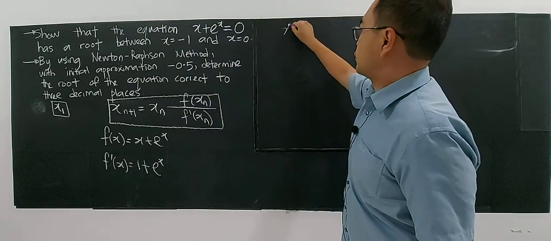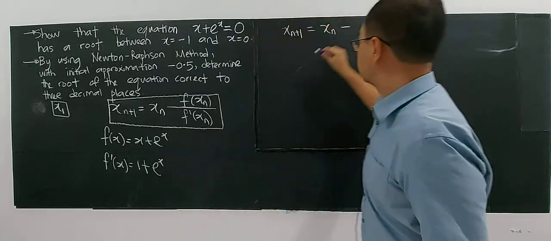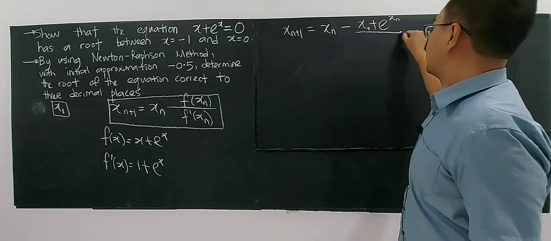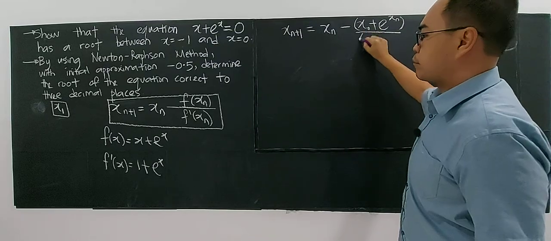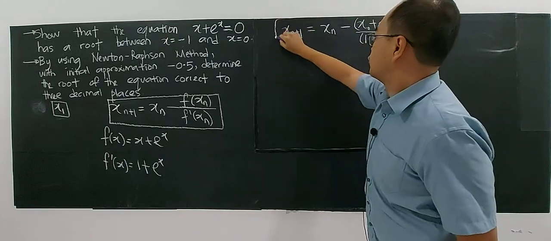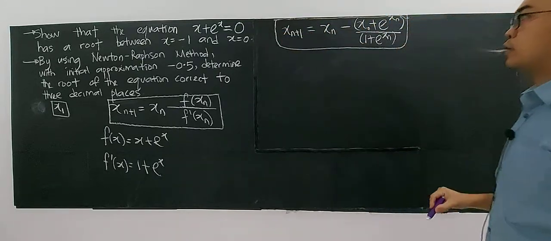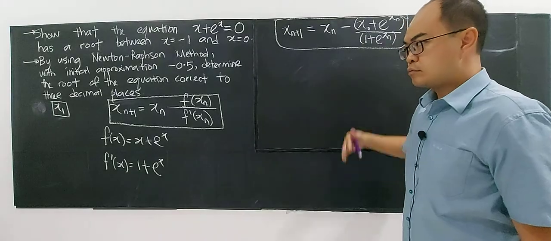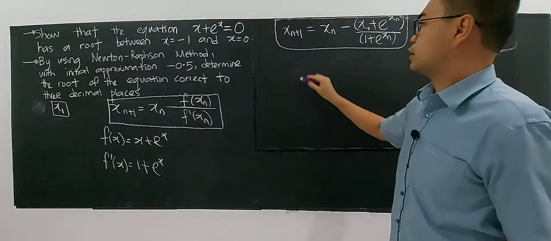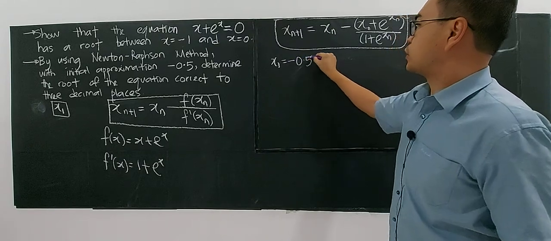So, okay, let's rewrite the formula. Now I know the f(xn), which is x plus e^x. I just put a subscript n, divided by f prime (xn), 1 plus e^xn. Alright, this is just a formula for this case here. So I'm going to use this iteration formula to carry out getting the roots of this equation here. So first I apply x1 to be negative 0.5, which is requested by the question.